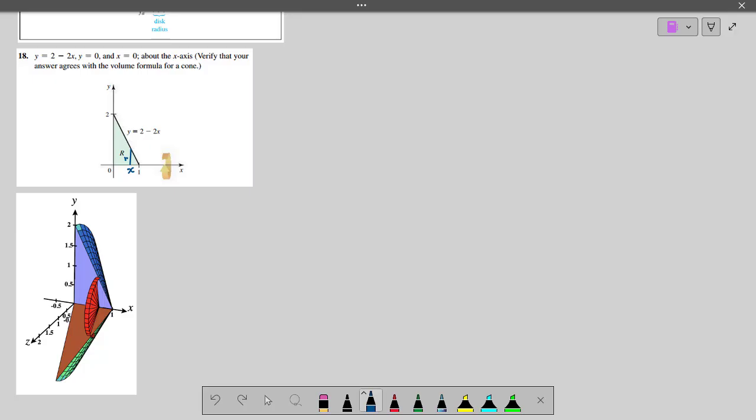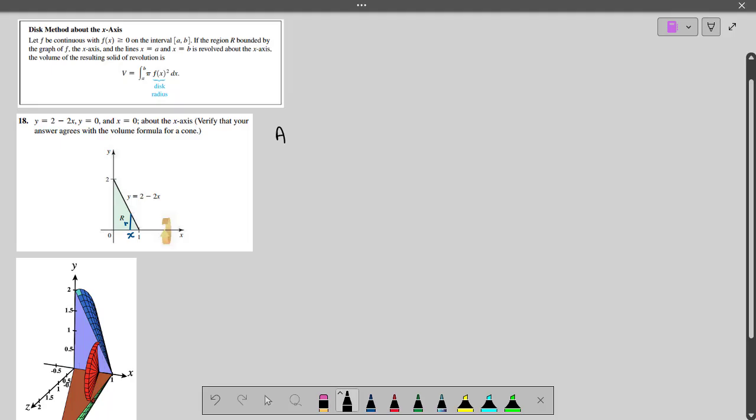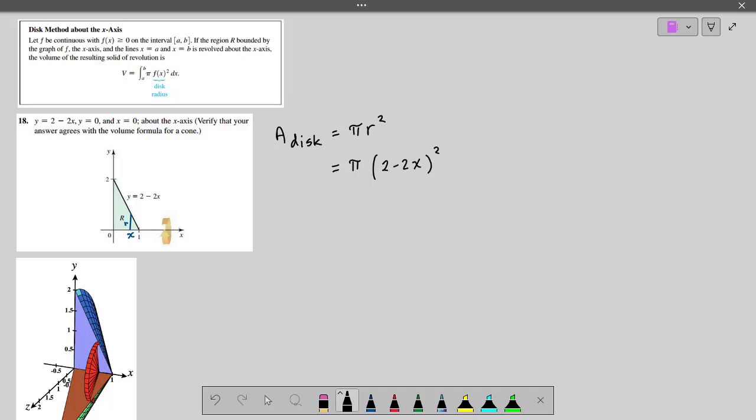And we are going to go to the generic shape of a disk. We know that the area of a disk is pi times the radius squared. So that's our shape. It's a disk. Its area is pi r squared. R in this case is given by the function. So the area of this disk is going to be pi times (2 minus 2x) quantity squared. So that's the area of our cross-section at x.